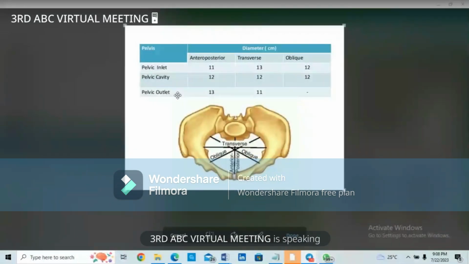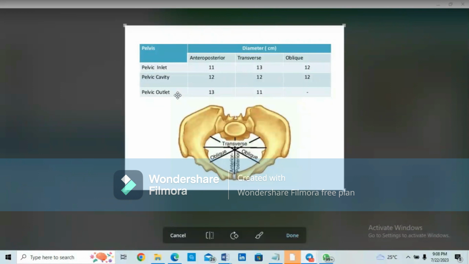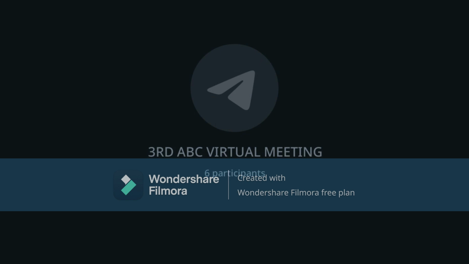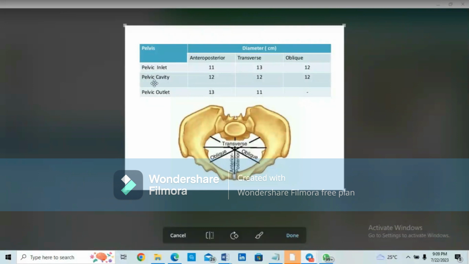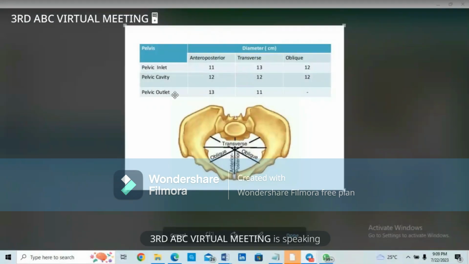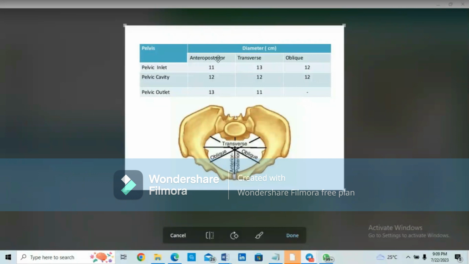The lesser pelvis is the part of the pelvis below the pelvic inlet, while the pelvic cavity is the cavity within that area, housed by the pelvic surfaces of the hip bone, the sacrum, and the coccyx. That's what forms the pelvic cavity. So at the level of the pelvic cavity, you have a different diameter. At the level of the pelvic outlet, what forms the pelvic outlet? I'll talk about that shortly and show you with the diagram, but let's talk about these diameters now.